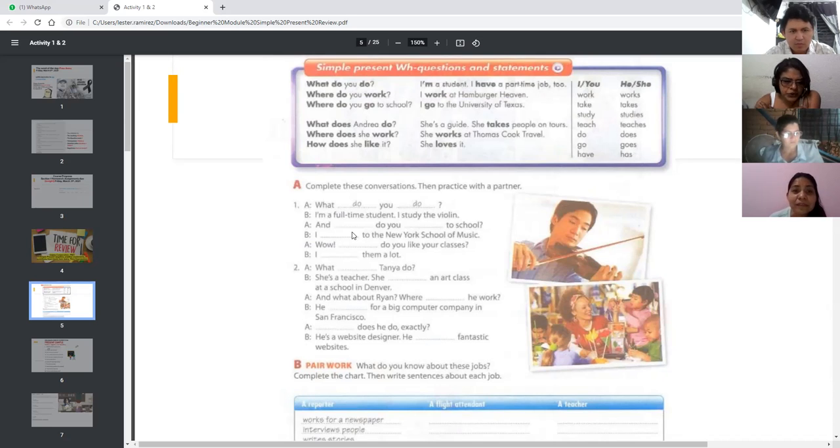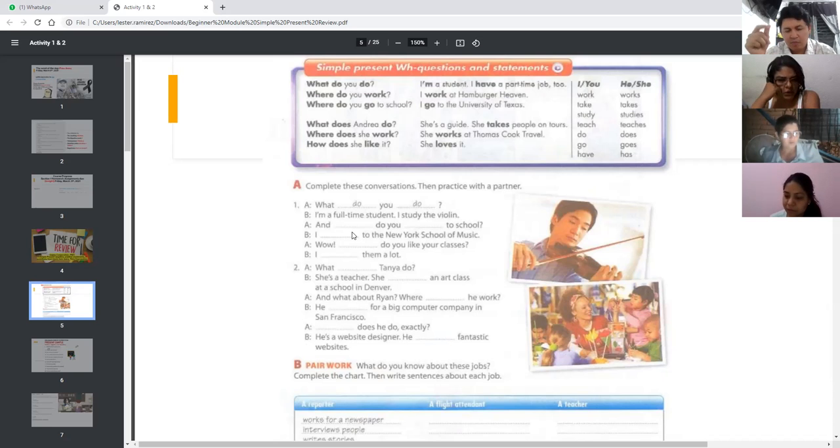Where do you go to school? Exactly. And where do you go to school? Después de... Where do you go to school? And then a verb in there. I go. Exactly. To a school. I go to the New York School of Music.